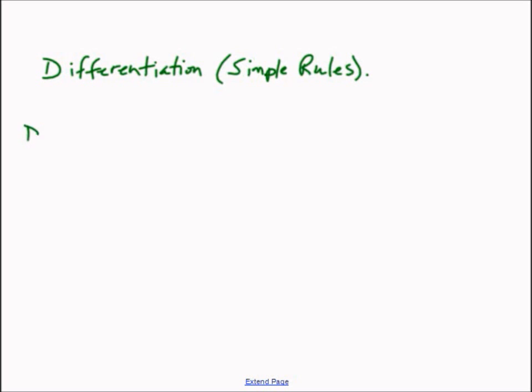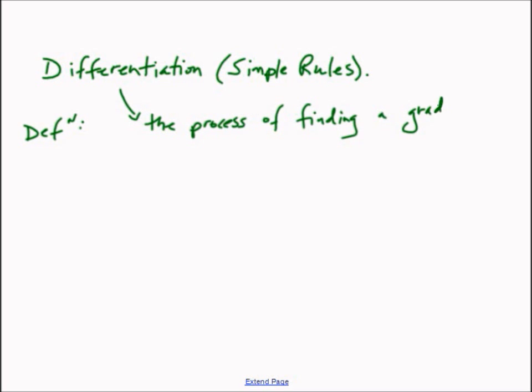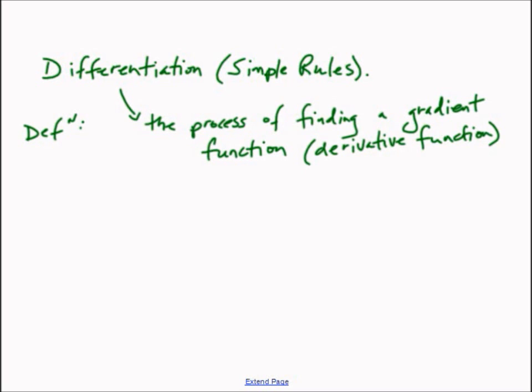Okay, first of all, definition. What is differentiation? It's the process of finding a gradient function. And another word for this is derivative function. And remember, gradient is the same as slope, which is the steepness of a line.